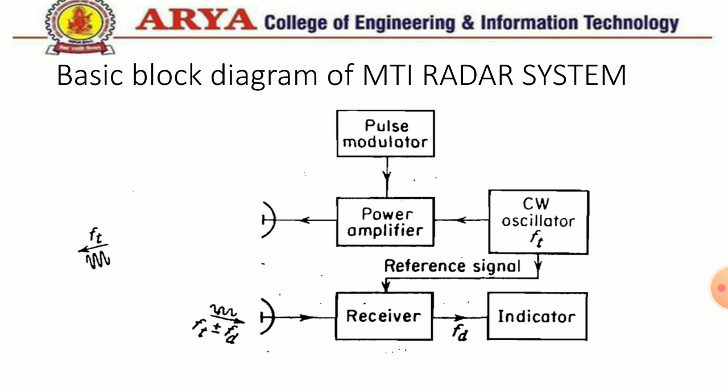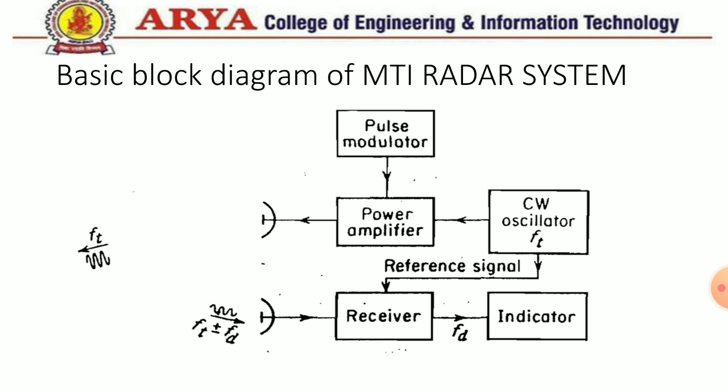So the basic block diagram is bisected into two parts. One is the transmitting section and the other is the receiving section of the MTI radar system. Now see, in the transmitting section, the video input signal is generated by a continuous wave oscillator, and that is given to the power amplifier with respect to the pulse modulator. The pulse modulator has a fixed pulse frequency, which gets repeated with respect to time, and during this pulse only we give the signal, and that signal has frequency ft.